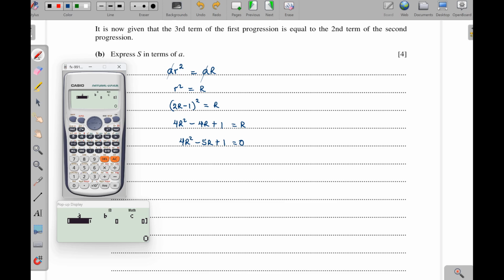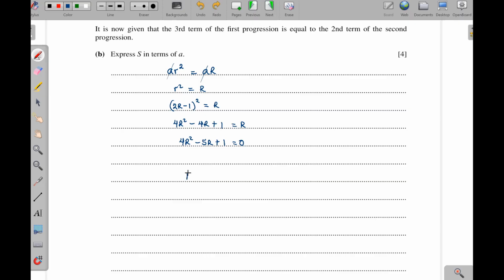The coefficient of r squared is 4, the coefficient of r is minus 5, and the constant part is 1. Then we shall have 1 and then a quarter. So capital R is equal to a quarter, and also capital R is equal to 1. So these are roots. You need to give us the fractions from which these roots are coming, because remember, whenever you form a quadratic equation, you must show the attempt for solving that quadratic equation.